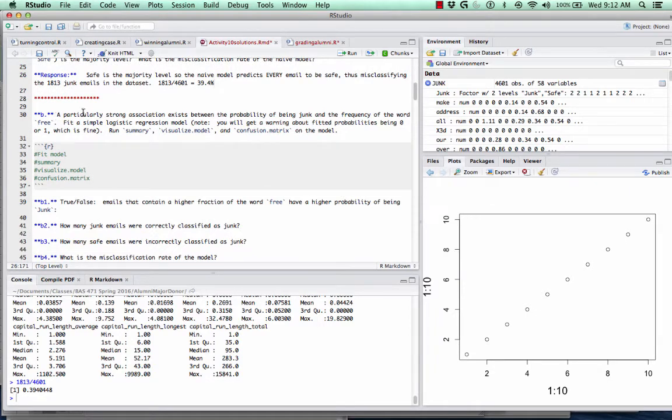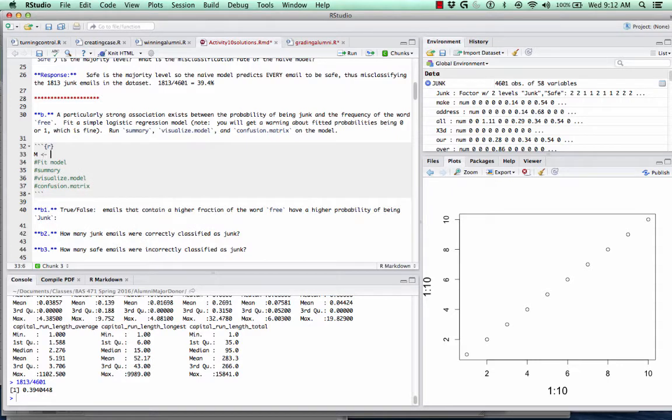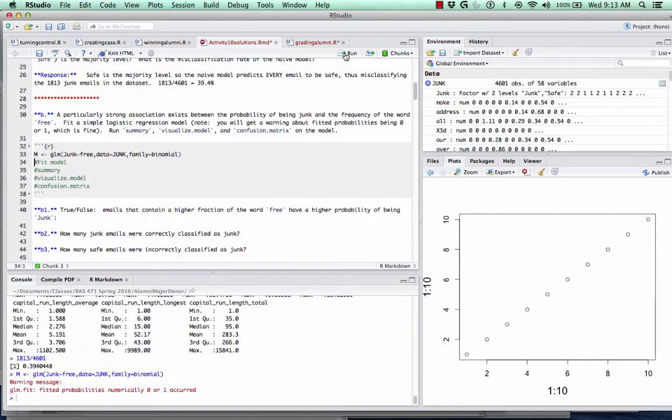Part B tells us that a particularly strong association exists between the probability of being junk mail and the frequency of the word free. That makes sense. So let's fit a simple logistic regression model and talk about that. I'm going to name my model M. We'll use glm once again, predicting junk from just the single variable free, which lives in our junk data frame. And I know I have to turn on the logistic regression feature by saying family equals binomial.